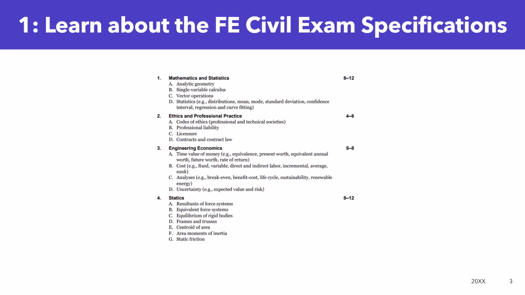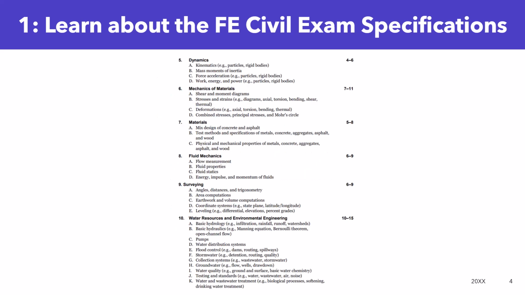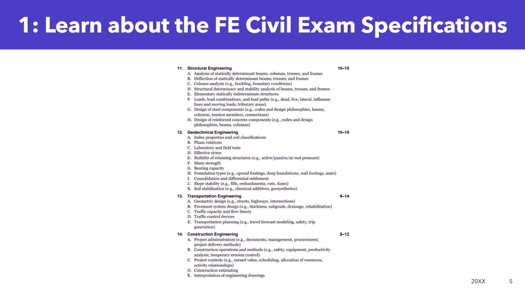So for example, in statics, you're going to have to learn about resultants of force systems, equivalent force systems, equilibrium of rigid bodies, frames and trusses, centroid of an area, moments of inertia, and static friction. So these are all the potential topics that can be on there. Doesn't mean they have to be on there, but it's likely that you're going to see at least one question on each of the topics and multiple on some of the other topics. So those are the civil exam specifications.